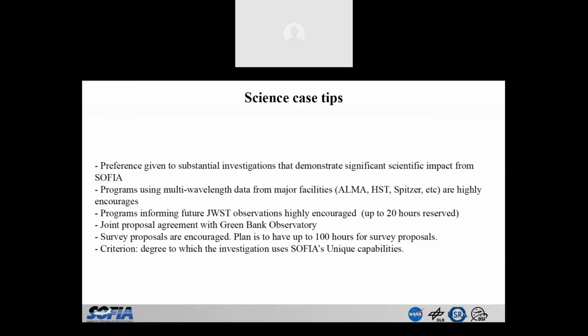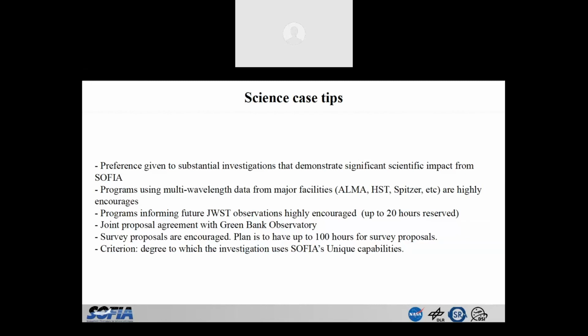I won't go much into detail with the science case. You probably are the best people to know your own science case, but there are a few pointers that I got from the call for proposal, a few things that are important and that we especially value at the project. So of course, the main consideration is we want science that demonstrates significant scientific impact, but we also encourage programs that foster synergies with ALMA, HST, Spitzer. We place particular value on observations that may support future Webb observations, especially ERS observations. I think we have up to 20 hours reserved for programs that would be helpful for ERS teams.